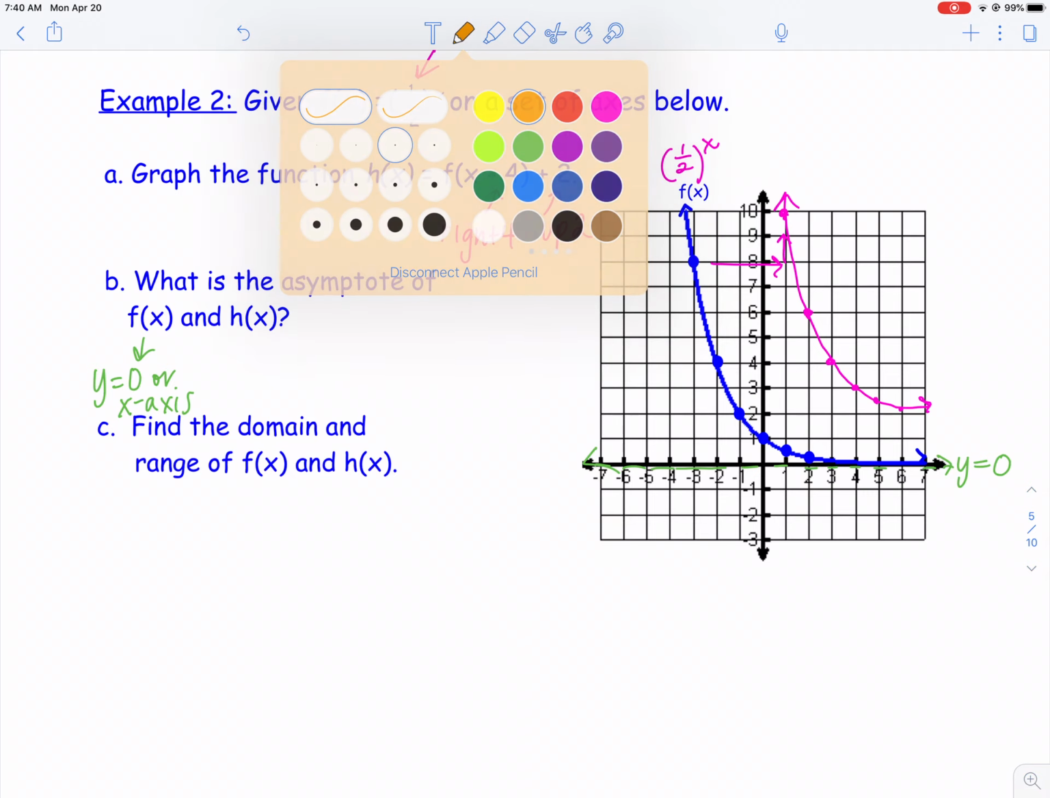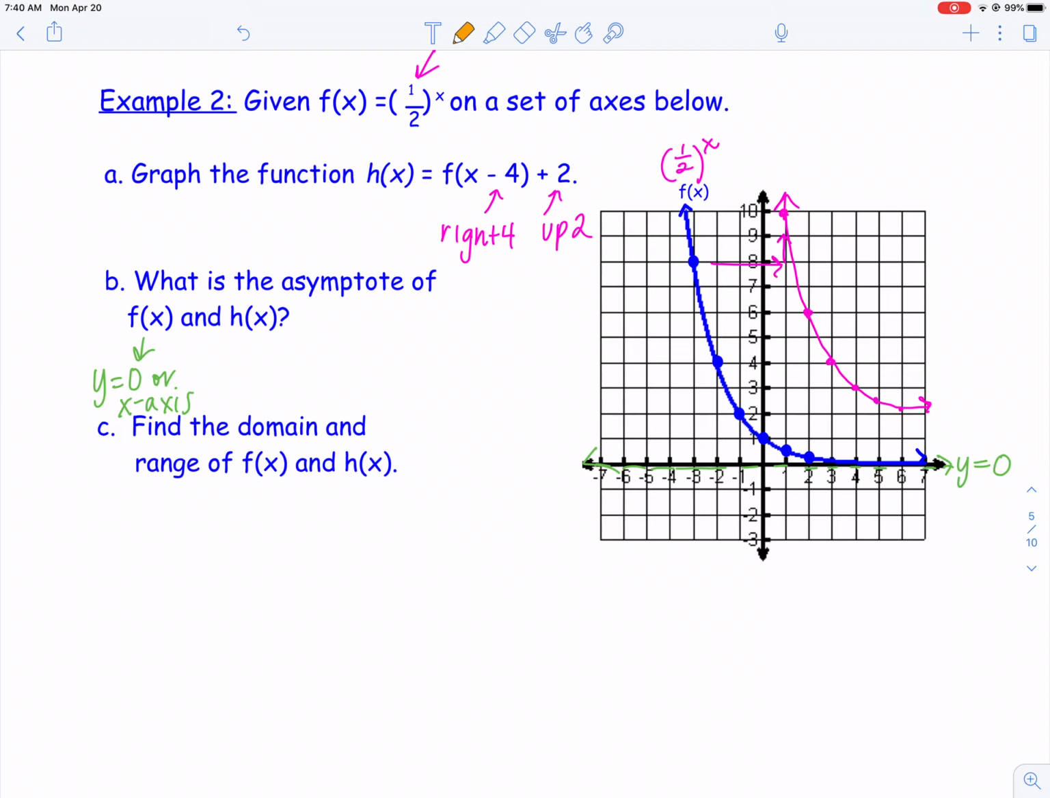But the asymptote is not the same for the pink graph. Here's your asymptote for the pink graph right here. This graph is never going to hit that line. This line is not at y equals 0 or the x-axis. It's at y equals 2. This asymptote is at y equals 2. So what happened? That's not a coincidence. It was shifted up 2. Your asymptote was shifted up 2.